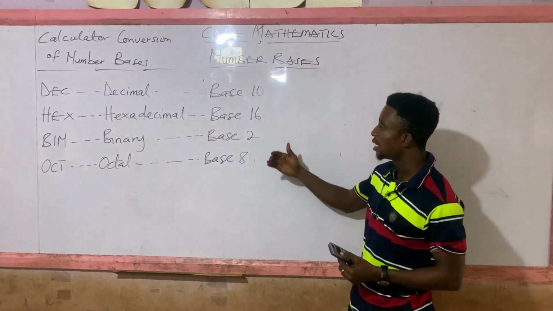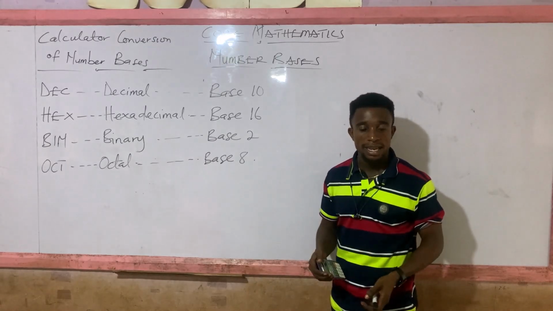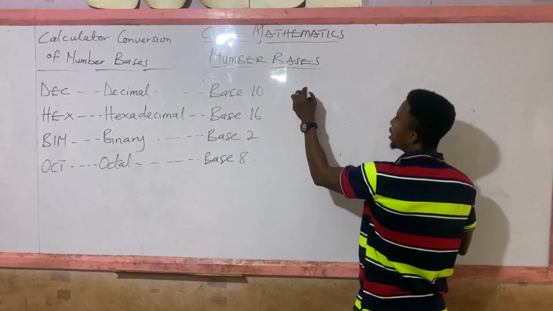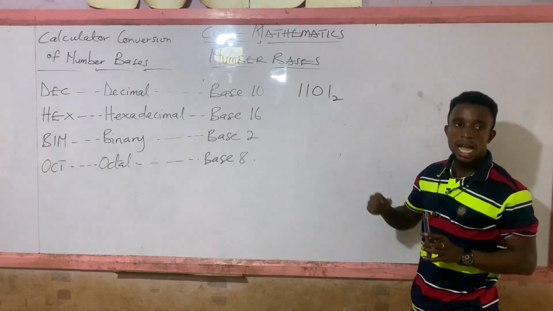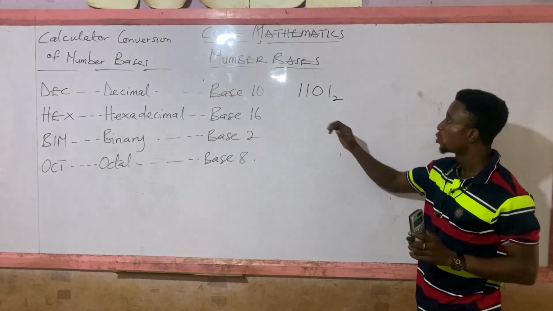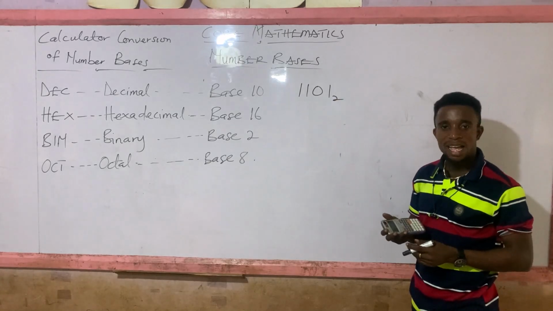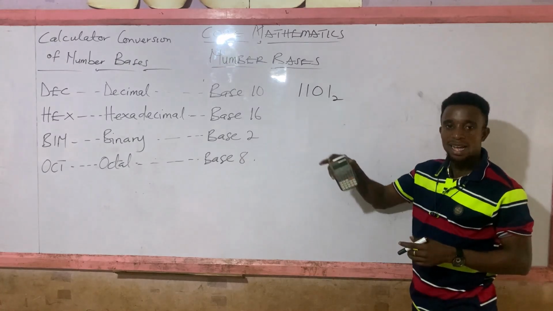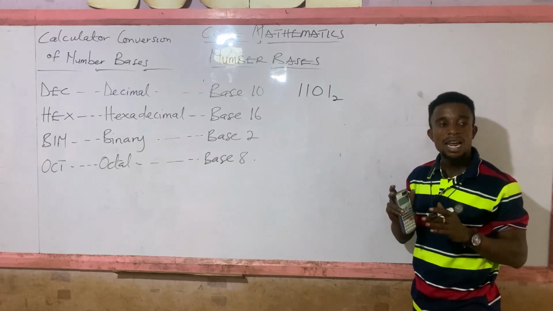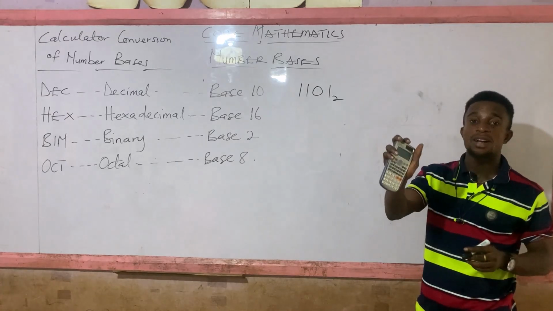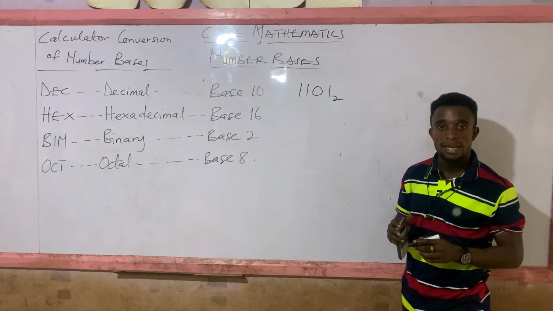So let's now see how the calculator can convert, let's say, base 2 to base 10. Are we getting that? So you can be given, let's say, 1101 base 2, and you'll be asked to convert to base 10. Sometimes here we use our calculation aspect in converting this, but here we are not going to be doing that. All that we are going to do is use the calculator to convert this base 2 to the required base 10.